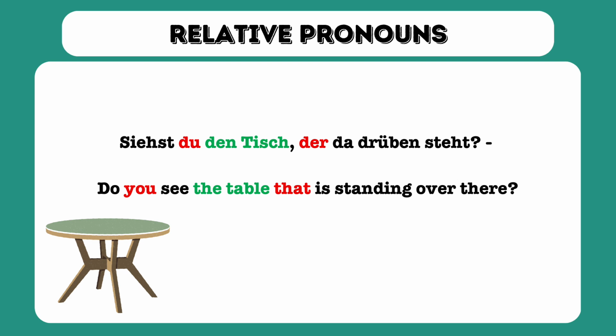Siehst du den Tisch, der da drüben steht? Do you see the table that is standing over there? Der, in this sentence, is referring back to the table in the same way that it was on the previous slide. This time, however, we're using it in the same sentence. So we're still talking about, do you see the table? Then we're also using the clause, the table is over there, or the table is standing over there. So we say, der da drüben steht. Siehst du den Tisch, der da drüben steht?